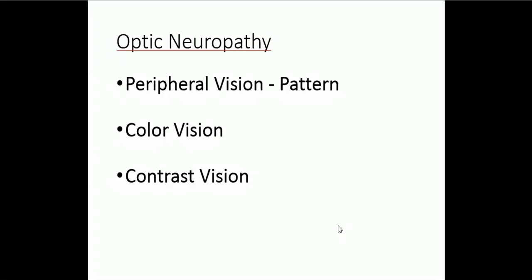The last method that we're going to speak about that can be used to assess vision and the function of the second cranial nerve in a much more objective way is looking for a relative afferent pupillary defect, and that will be the topic of the next discussion.